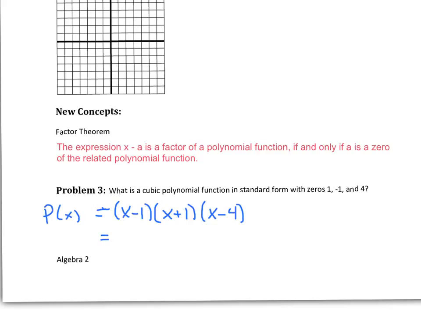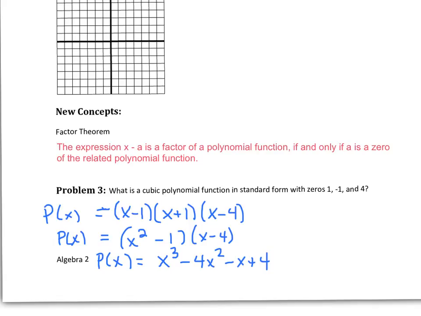All right, using the FOIL method, we can do x squared minus x, grouping the x minus 1 and x plus 1 together, times x minus 4. And x squared minus 1, you mean? Oh, times x minus 4, sorry. Yeah, no, you're fine. Okay, keep going. All right, and then using the FOIL method, we end up with x to the third minus 4x squared minus x plus 4 equals p of x. And that is our polynomial, cubic polynomial, with those zeros.